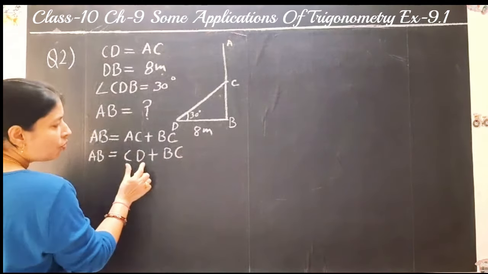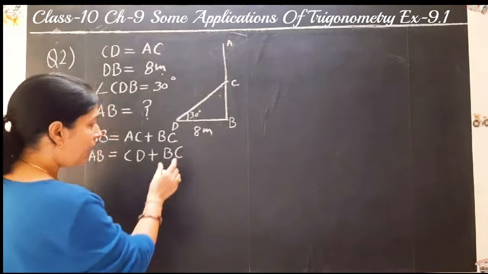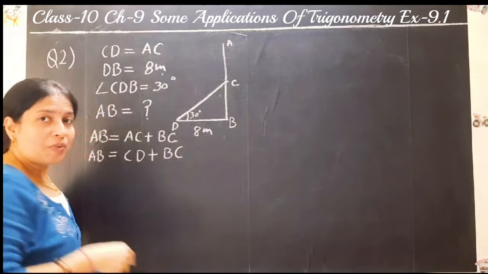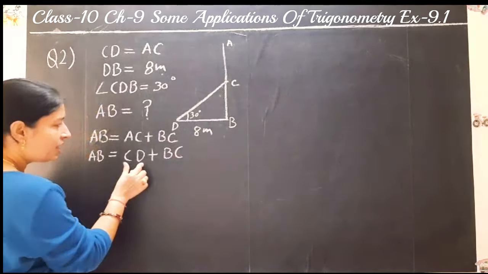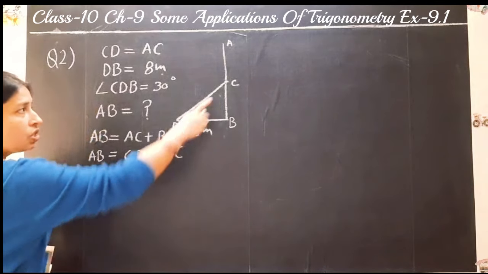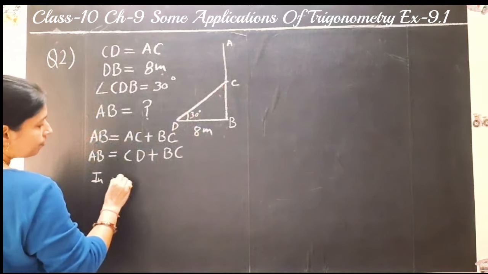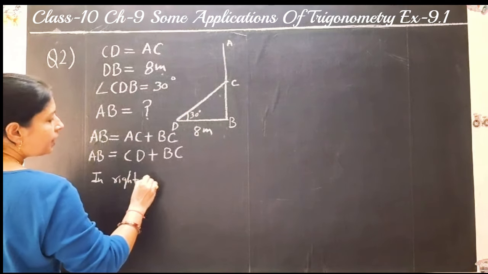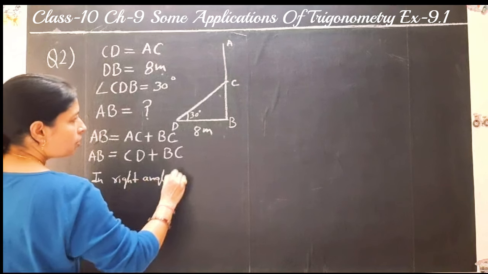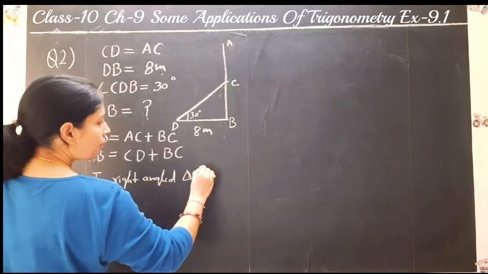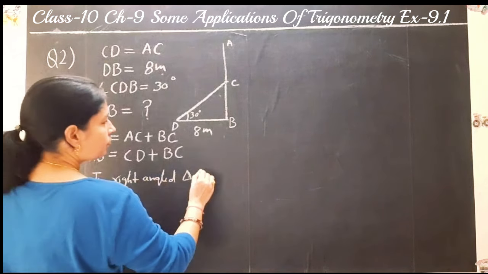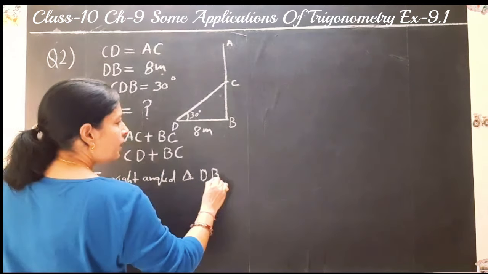But we don't know the value of CD and the value of BC. So first we find out what is CD and what is BC. So in right angled triangle DBC.